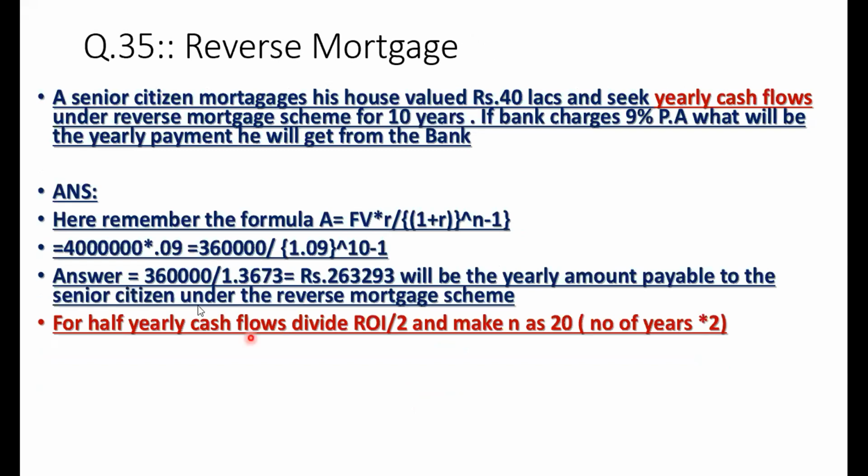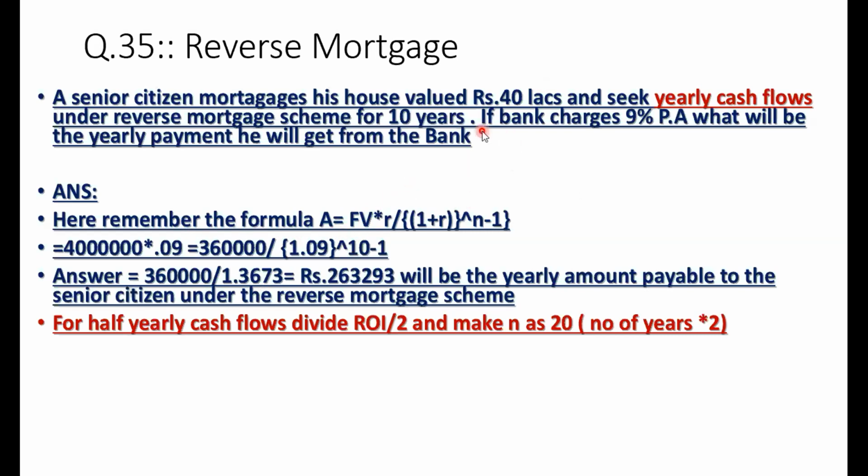For example, a senior citizen mortgages his house valued at 40 lakhs and seeks yearly cash flows. Sometimes instead of yearly, it will be monthly or quarterly. Accordingly, you have to work out. So the formula: remember the annuity formula. The annuity, per month, per quarter, per half year or per year, equals FV, face value. And sometimes some banks will put a margin.